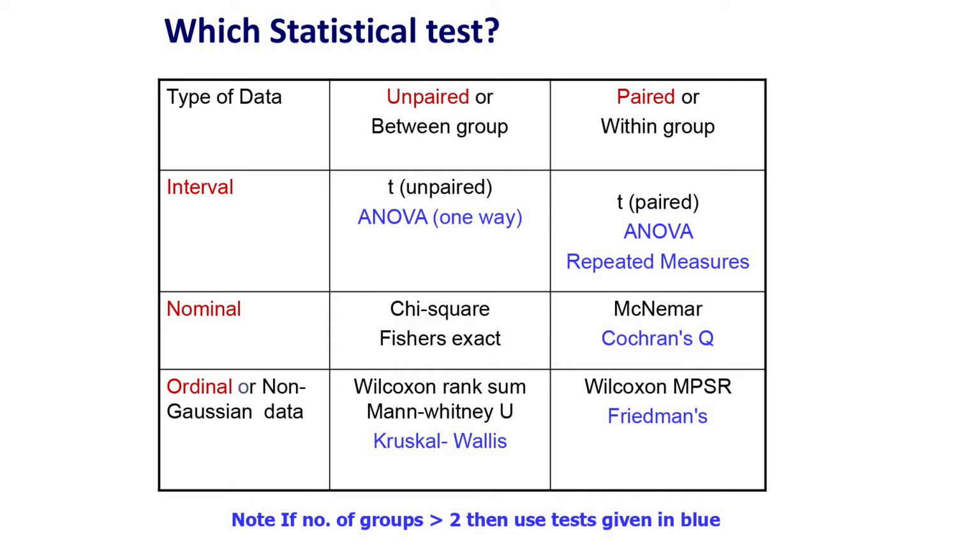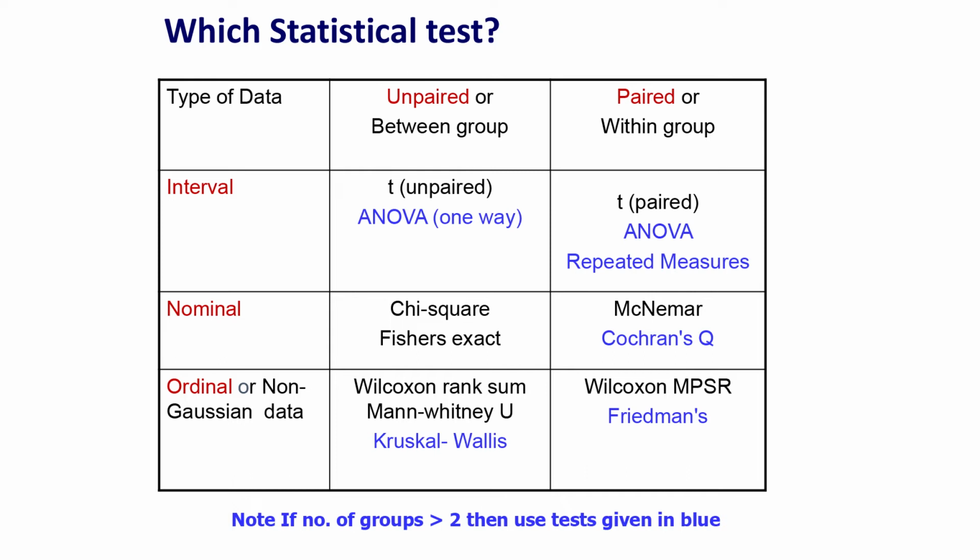So the same thing which I have shown you in the slides before has been summarized in this table. And if you keep in mind only this table, it will be really helpful to you. For example, if there is nominal and paired data, and there are two groups, you will apply McNemar's test. If nominal and paired data but more than two groups, you will apply Cochran's Q test. So this is how you have to understand the table.